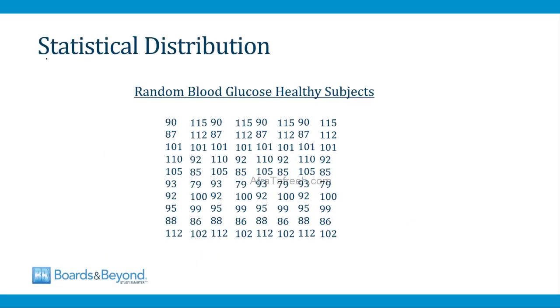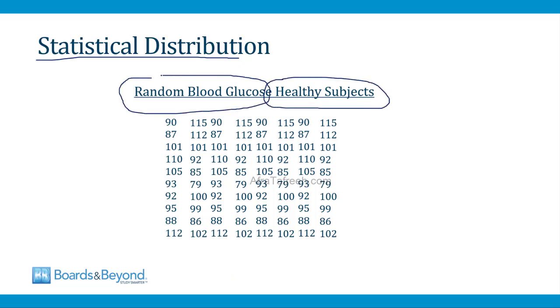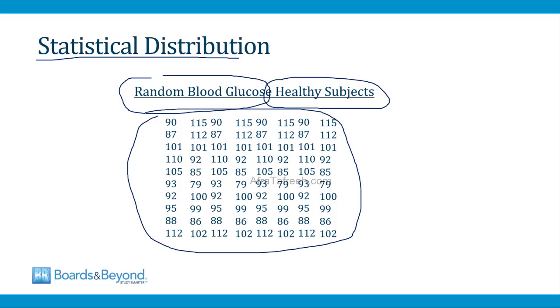Let's start by talking about statistical distribution, and in order to understand this, let's imagine that we took a bunch of healthy subjects and we randomly measured their blood glucose at a time when they were fasting. If we did that, we might get a whole bunch of numbers like what I've shown on the slide here. And as you can see, some numbers occur only once in one individual, whereas other numbers occur in multiple individuals.